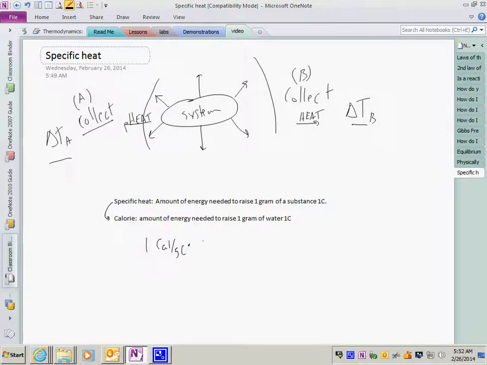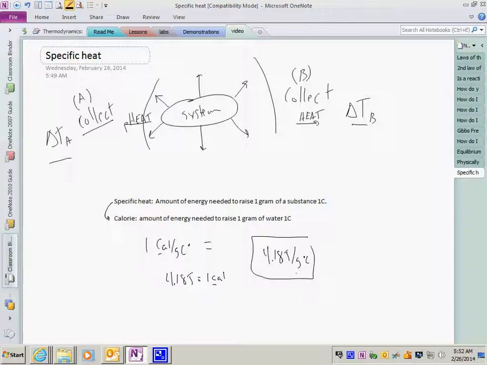Now, we don't generally use calories, we use joules, and since 4.18 joules equals 1 calorie, again a lowercase c, then the specific heat of water is 4.18 joules per gram degree Celsius. That is the amount of energy you need to raise 1 gram of water 1 degree Celsius.